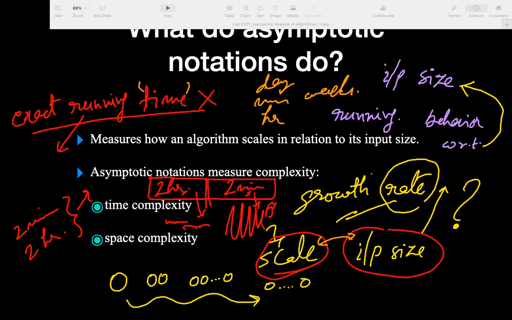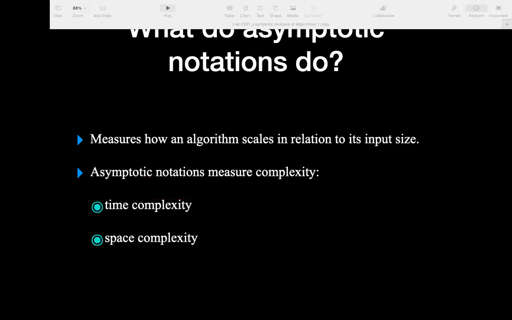Now, this whole analysis of the algorithm's running time with respect to its input size is called asymptotic notation. So this is what we are going to do. Asymptotic notations are used to measure complexity. This complexity is not only in terms of time; it could be something else also, for example, resources required, such as space on the call stack. This is called space complexity. When your program runs, how much space is it going to need, and what is the time complexity.